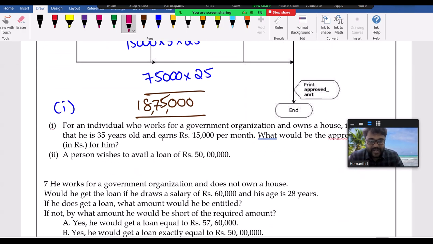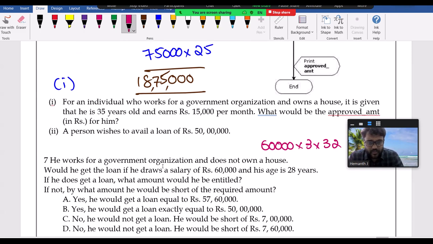So salary 60,000 into 3 into 60 minus age. Age is 20, so this is the approved amount. If he applies for a loan, what amount would he get? This is the amount, 96 into 60,000. So we got 57 lakh 60,000. Yes, he'll get a loan. Yeah, that's option A.